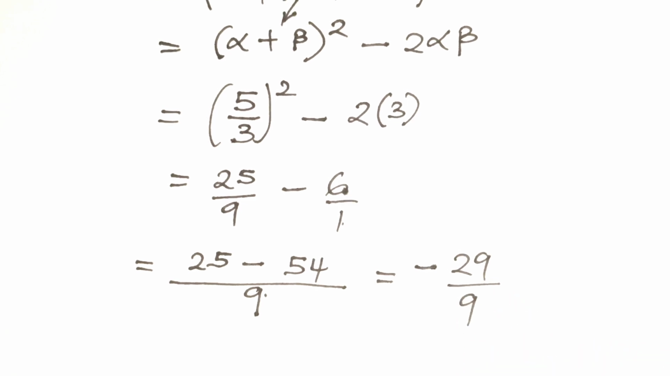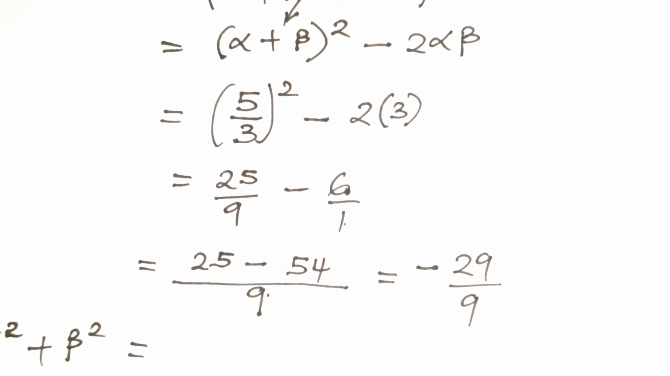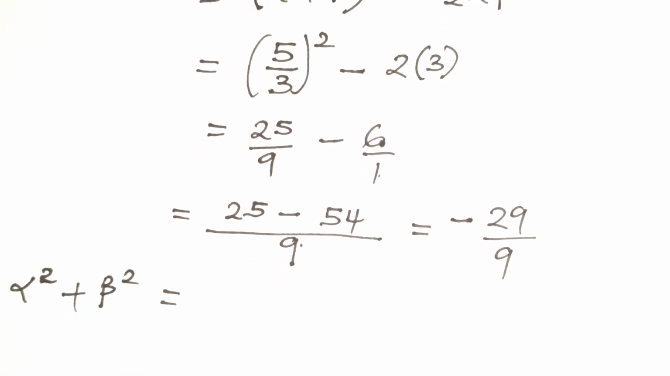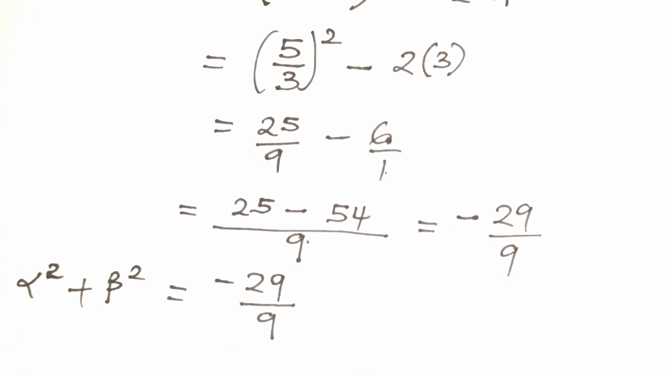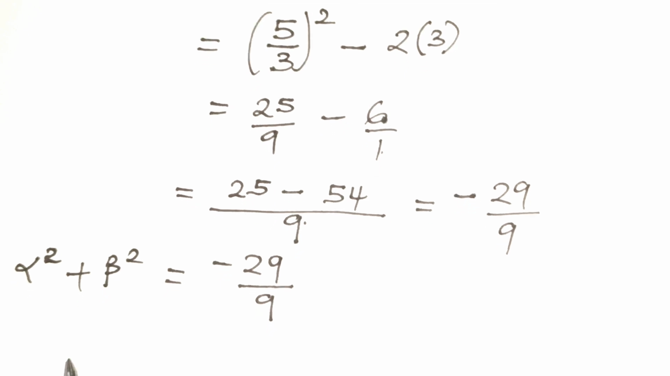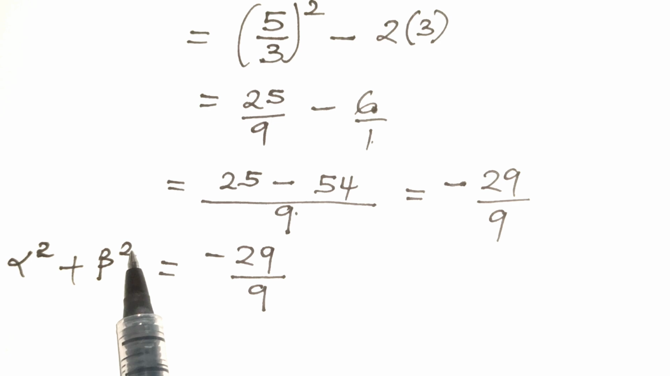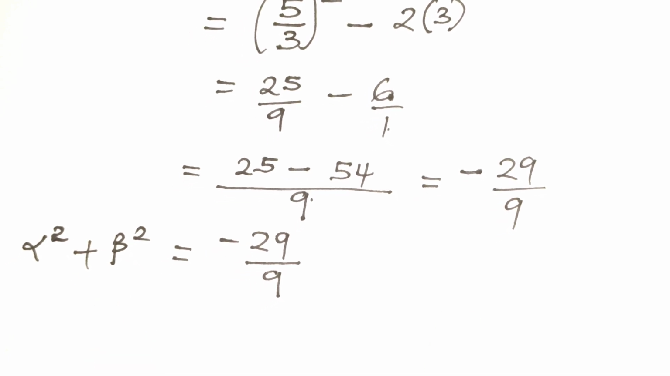So this implies that alpha squared plus beta squared is equal to minus 29 all over 9. So we have found the value of alpha squared plus beta squared, which is the first part of the question. Then next is to find the second part of the question.